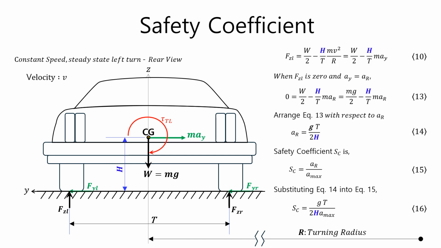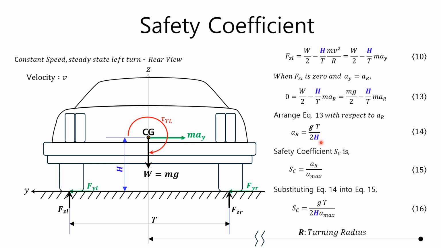This time, let's find the safety coefficient for rollover for the rigid body roll motion model of the vehicle. When the inner wheel separates from the ground, FZL becomes 0, so the acceleration AY at this time can be found as in equation 13 from equation 10 obtained above. Since a rollover occurs when the inner wheel separates from the ground, the acceleration AY at this time is expressed as the rollover acceleration AR. If equation 13 is rearranged for the rollover acceleration AR, equation 14 can be obtained.